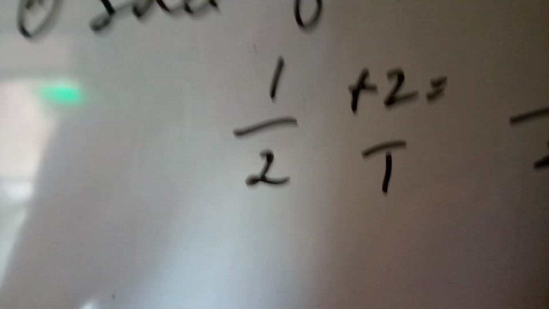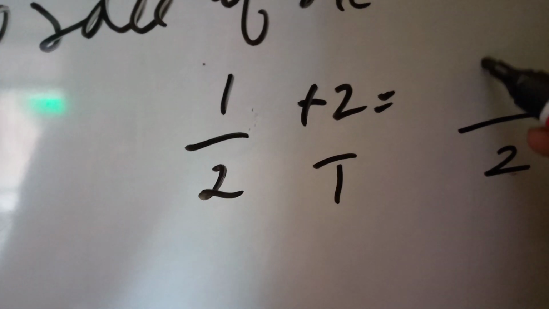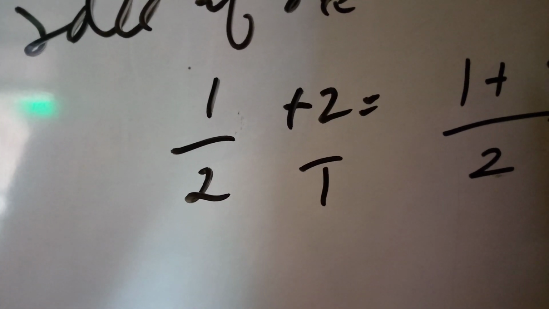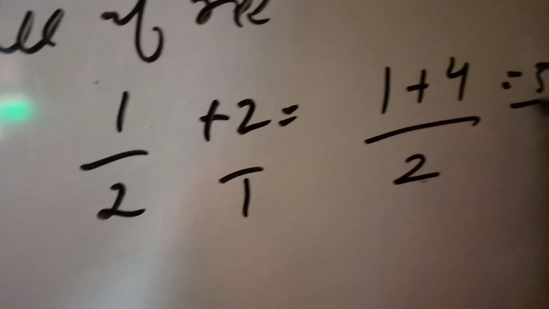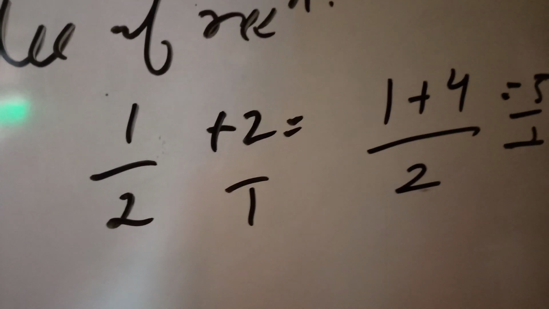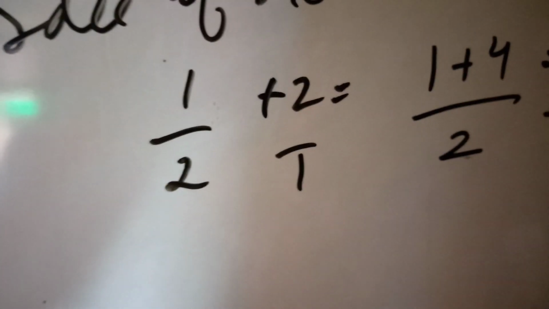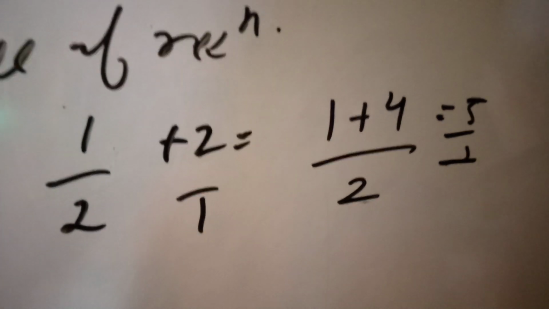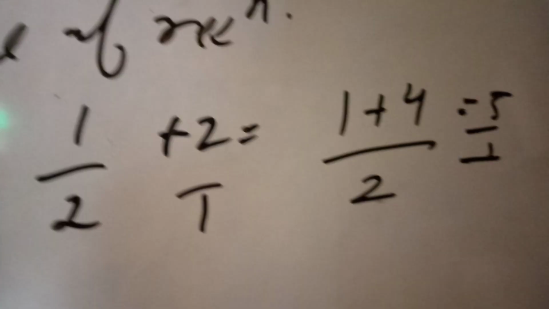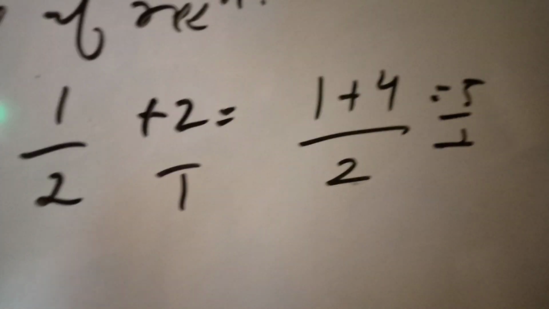The order of reaction is the sum of the powers, that is 1 by 2 plus 2. So the LCM is 2, and 1 plus 4 is equal to 5 by 2. We can also write this as a mixed fraction. That's why the answer will be 5 by 2.